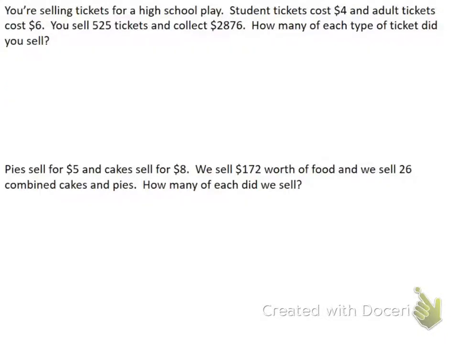On the back, these are the ones that are a little bit tricky, and this is where we need to kind of be thinking. So it says you're selling tickets to a high school play. Students cost $4, adults cost $6. You sell 525 tickets and collect $2,876. We want to figure out how many of each type of ticket did you sell. And so what we're trying to find is how many of each type of ticket. So I have A is going to be my adult ticket, and then S is going to be my student ticket.